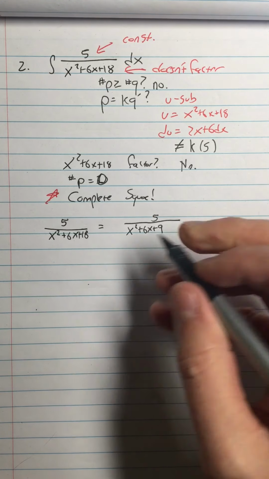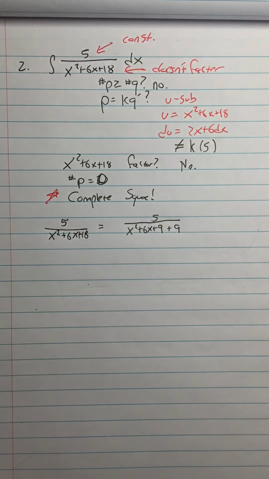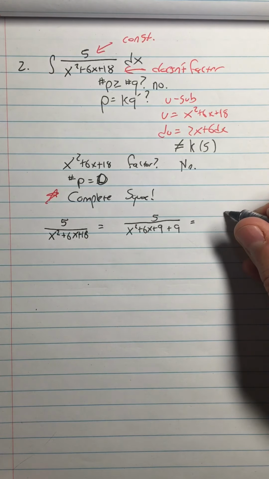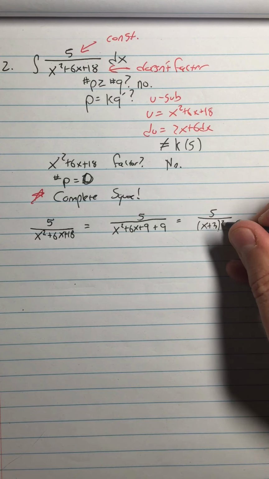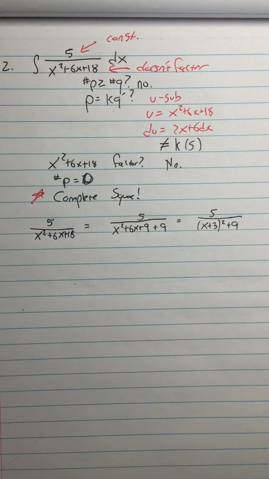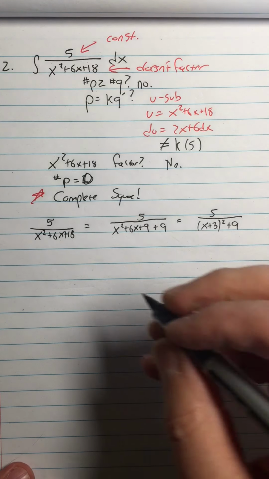And then what do I need to make up the 18? Plus my favorite number here, which is 9. All right, so then that equals 5 over x plus 3 squared plus 9. So that's the completing the square method or process.